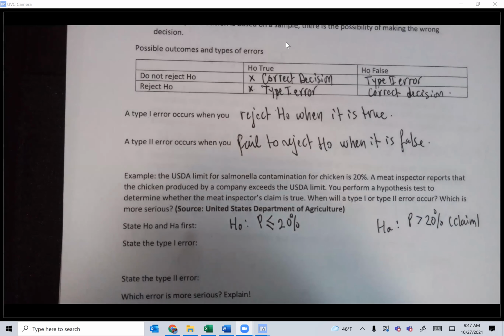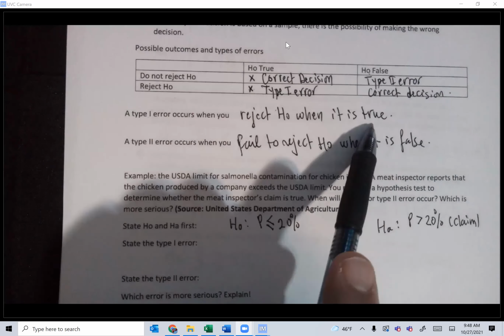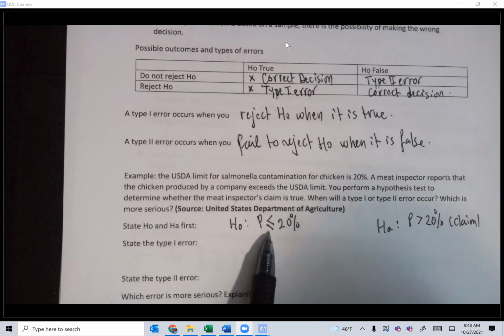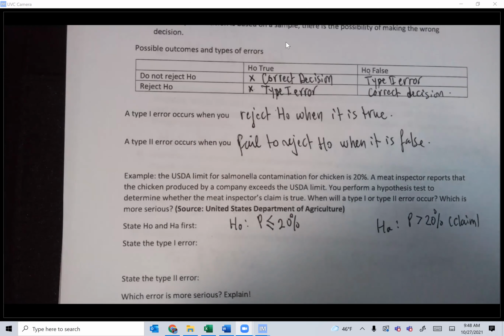What is type 1 error, guys, here? Let me show you. Type 1 error is when you reject H0 when it is true. Meaning the level of contamination is 20% or less, but the meat inspector ends up saying, no, that's not true, I think the contamination is more than 20%. He made a mistake. And that's what type 1 error is.